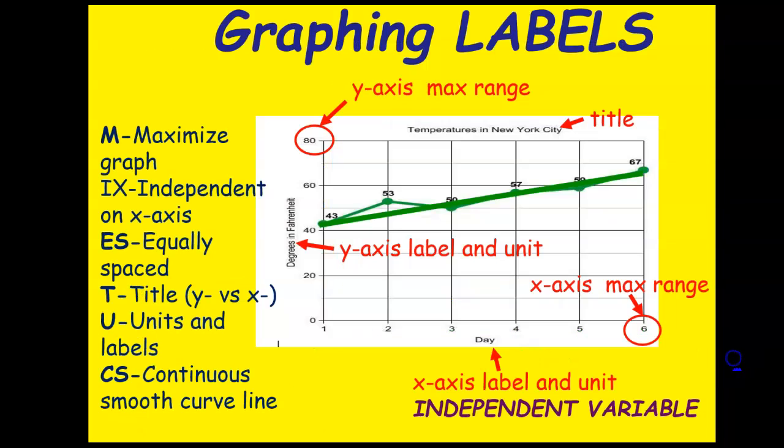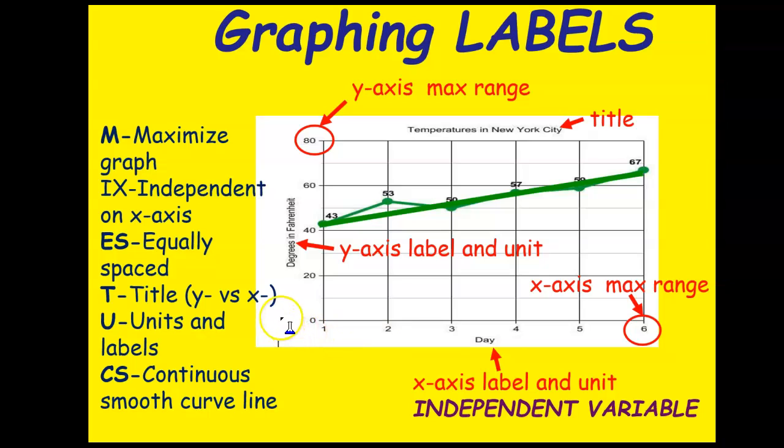Now, here is some information to help you know the main things that you need to know when graphing. The mnemonic is MIX TUX, where M stands for maximizing your graph. What that means is you need to make sure that your entire graph is used. Here you can see that we use the entire graph when we plotted our points. IX stands for the independent on the x-axis. In this case, it's time. Then ES stands for equally spaced, meaning that every interval is the same value.